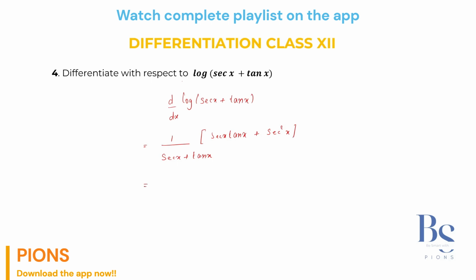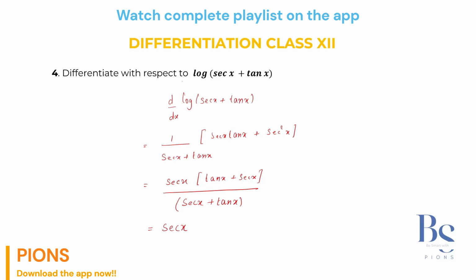Let's try it. Let's take sec x common from the numerator. We are left with tan x plus sec x. And what is there in the denominator? Sec x plus tan x. Let's cancel out this sec x plus tan x with sec x plus tan x, and our answer to this particular question is sec x. I hope this is clear. This is our fourth question.